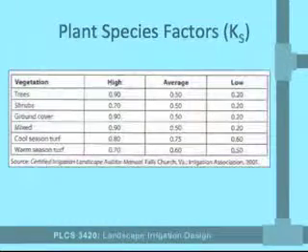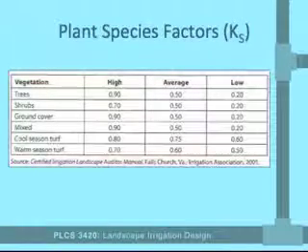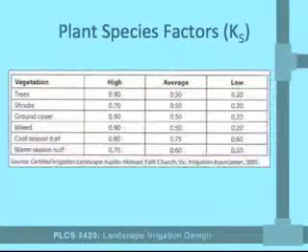Something else to consider is that there are species factors for landscape plants. Historically, these were called crop coefficients because they were used mainly in the production agriculture world, but we use them for landscape plants these days as well. And they're important for irrigation scheduling because different plants can vary considerably in their rates of ET. Some species transpire large amounts of water while others use relatively little.